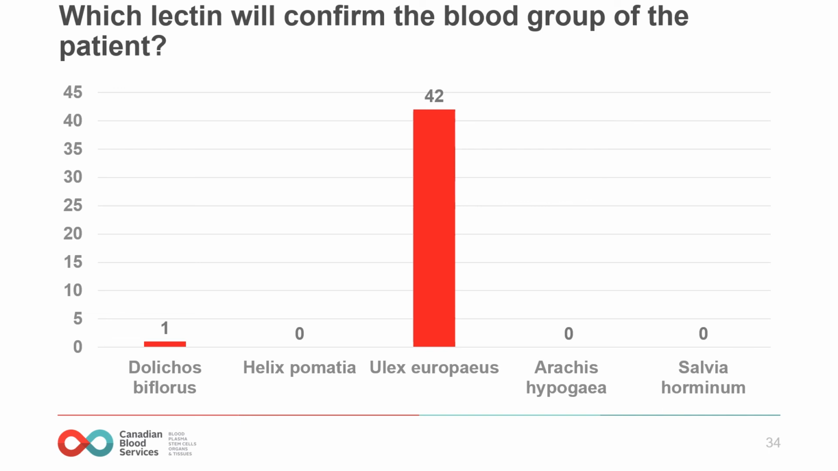Specifically, some of the ones that have been used to identify blood groups are listed here as options, and almost everyone got the fact that ULEX is the main one that we use for H binding. So if you have agglutination with ULEX, that means you have the H antigen present, and they are, by definition, not a Bombay patient.